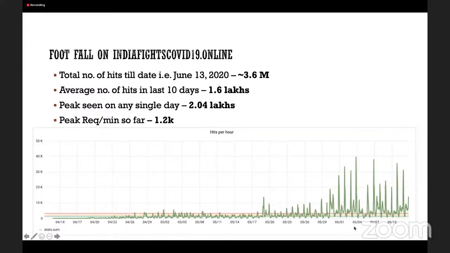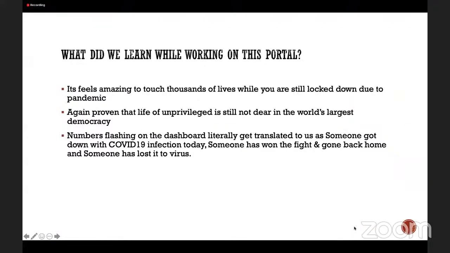Of course, this has given us a lot of learning at the personal level as well, because all of us are stuck at home in the lockdown, not leading a normal life as in pre-corona times. It really feels amazing that we can touch thousands of lives, and with each and every visit we feel that, even though it's remote, we are reaching out to people.